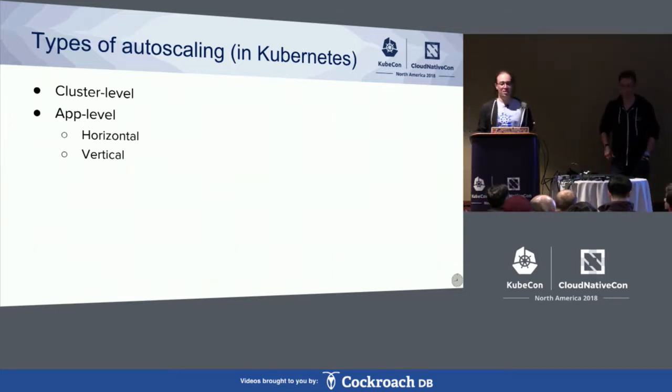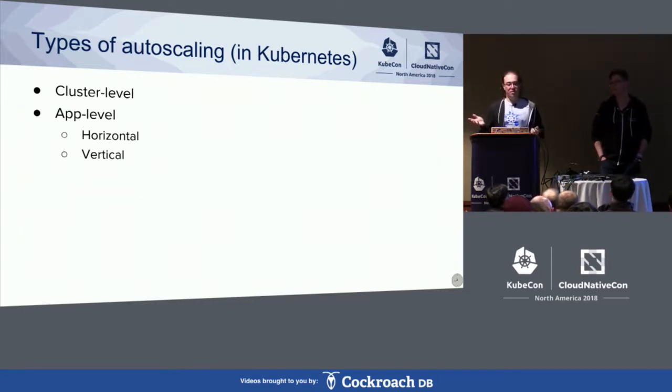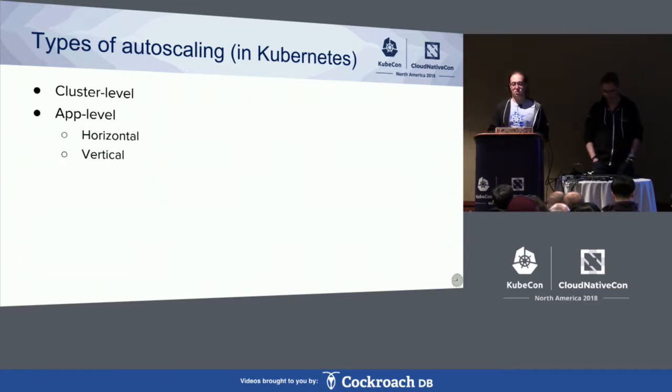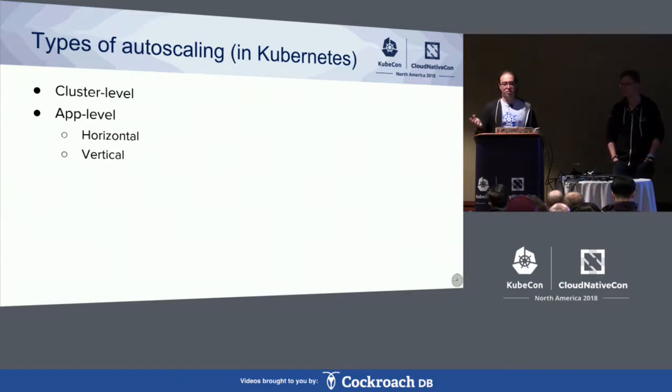Nice. Few of you. Right, so for those of you who may not be familiar, we call the Horizontal Pod Autoscaler, so that's horizontal application autoscaling, making more replicas of your application. We call that the HPA. And vertical autoscaling, that's increasing the resource limits of your application. We call that the VPA.